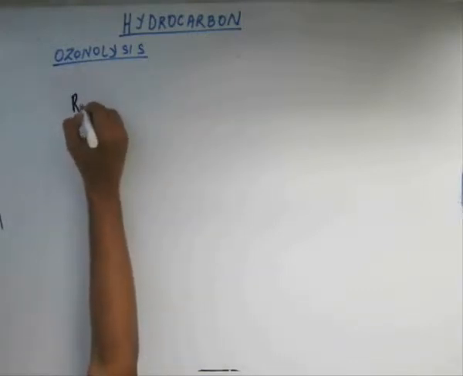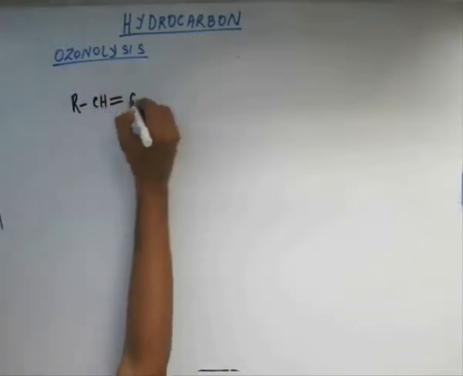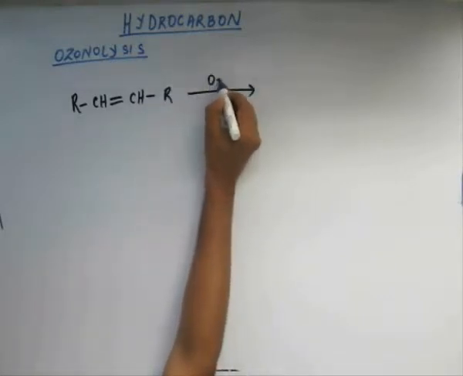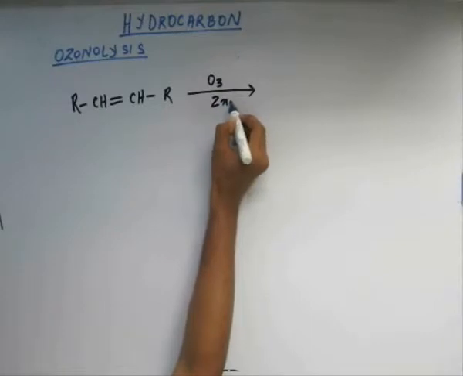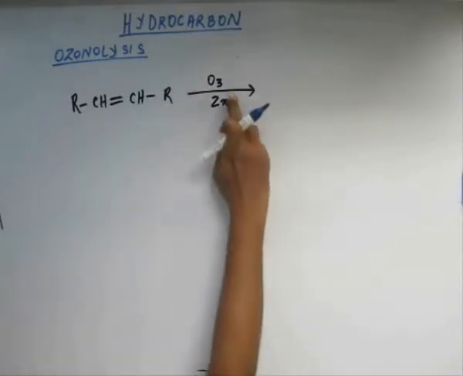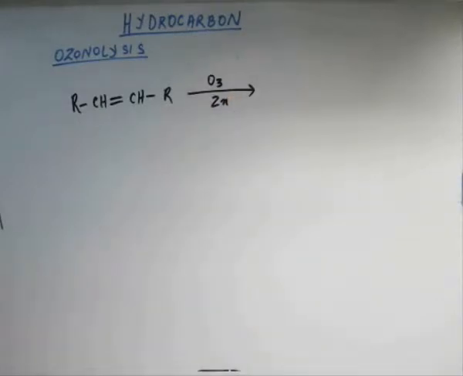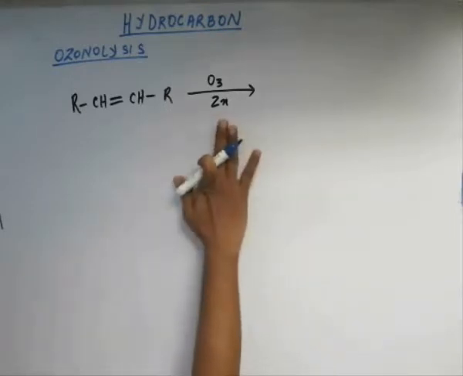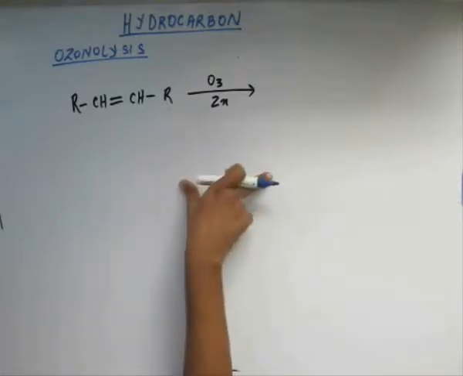We have an alkene and we take ozone as a reagent in this reaction. We also take zinc. When we take zinc, we call it reductive ozonolysis. When we don't take zinc, that is oxidative ozonolysis. And why it is so, when we see the mechanism, it will become clear. But for the time being, we generally take zinc, and this kind of ozonolysis is called reductive ozonolysis.